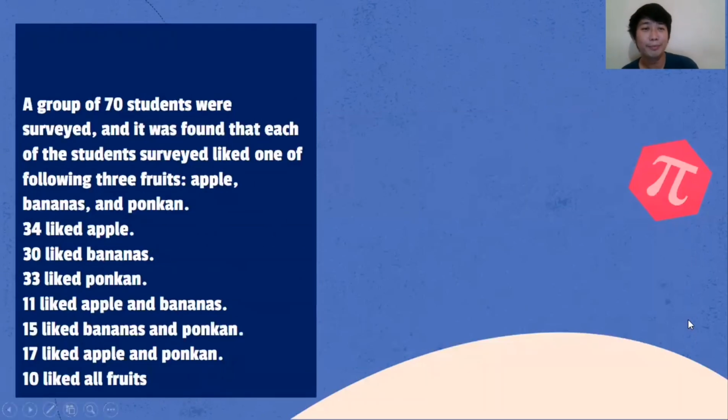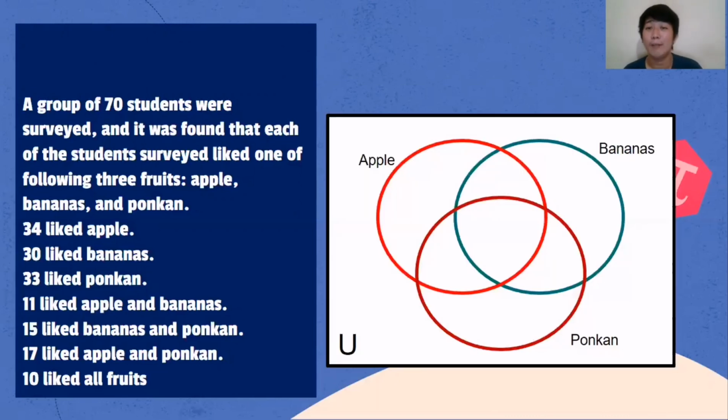Last problem. A group of 70 students were surveyed, and it was found out that each of the students surveyed like one of the following 3 fruits: apple, bananas, and pumpkin. 34 liked apple, 30 liked bananas, 33 liked pumpkin, 11 liked apple and bananas, 15 liked bananas and pumpkin, 17 liked apple and pumpkin, 10 liked all fruits. Okay? Let's try to solve the word problems using the Venn diagram.